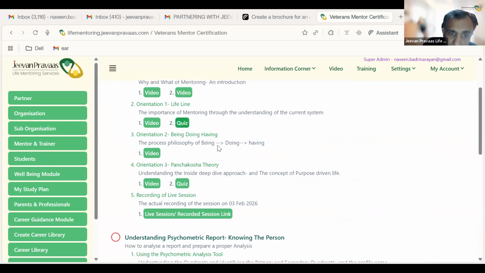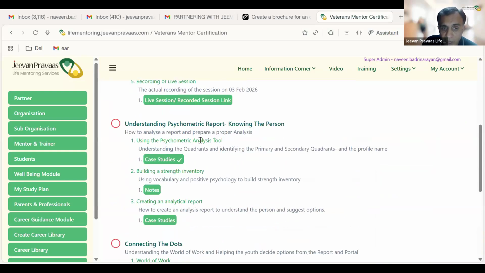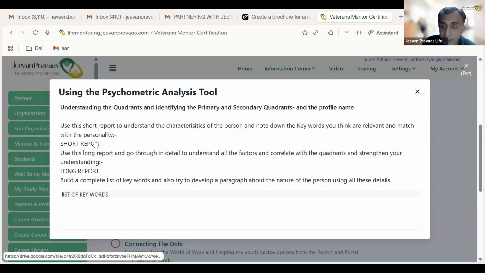Last time orientation was done. The orientation and recording of the live session has been put here. Now we are here, understanding. So here there is a case study using the Psycho. So here I've given the links for the short report and the long report of a particular assignment. And here there's a list of keywords that you can write. So you can actually type the list of keywords here.